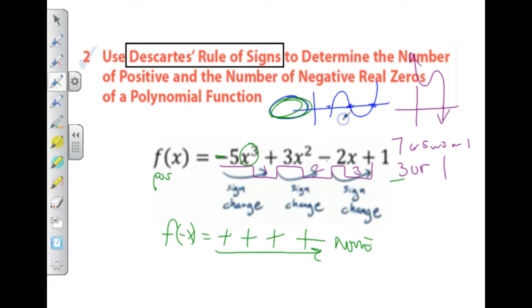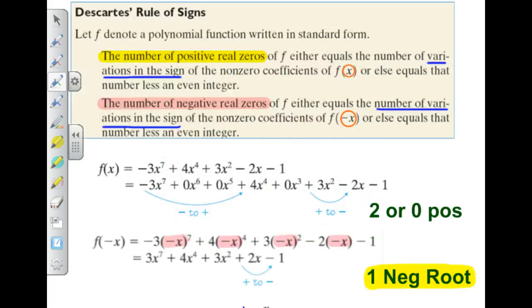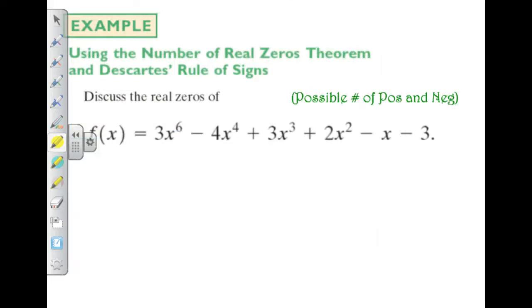Either it's scenario A or it's scenario B. Either all 3 of them, or there's only 1 positive. So here they worked it out for you. Again, the rule is replacing x with a negative x to find the negatives. So those are the solutions, I believe.